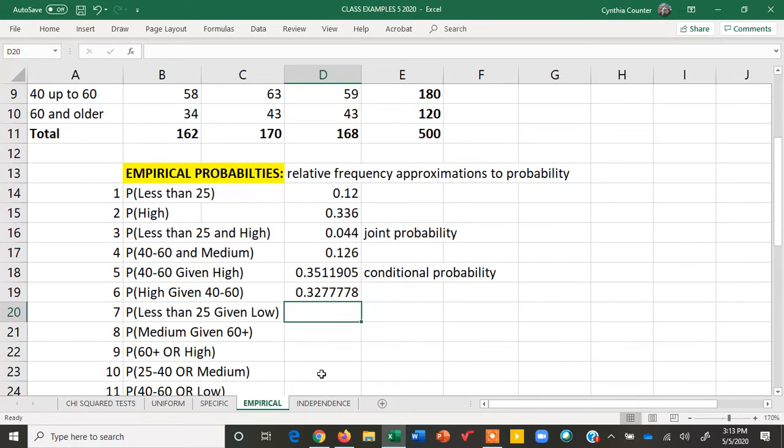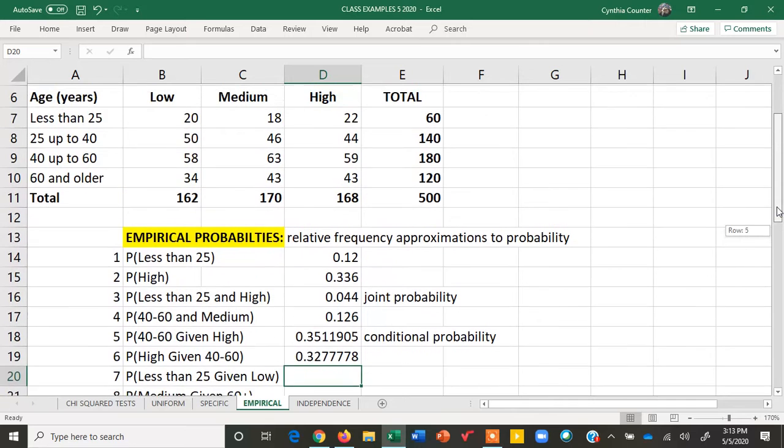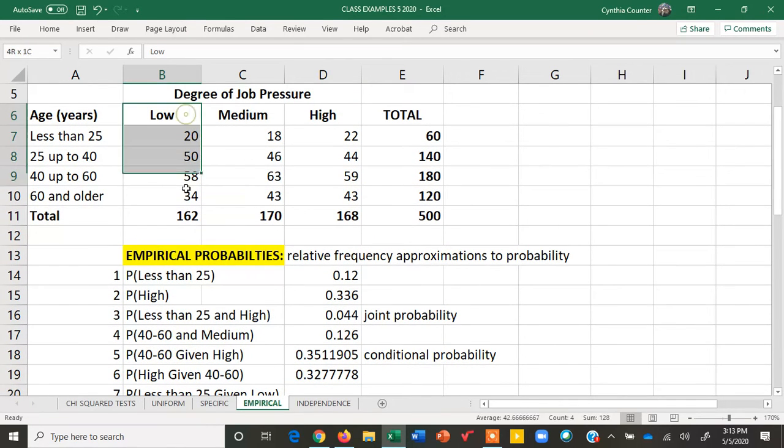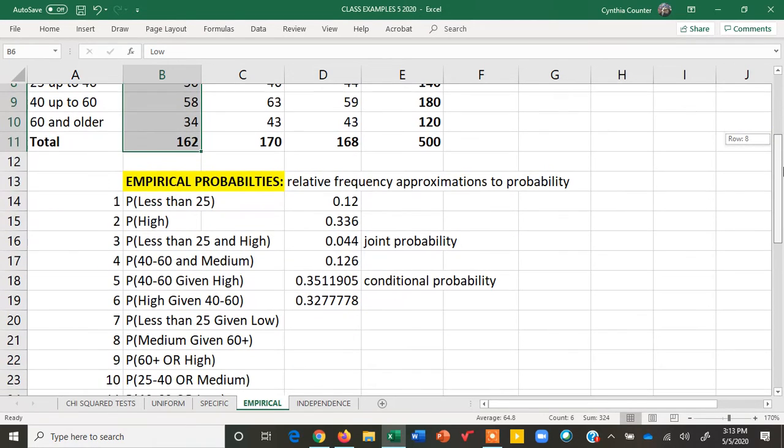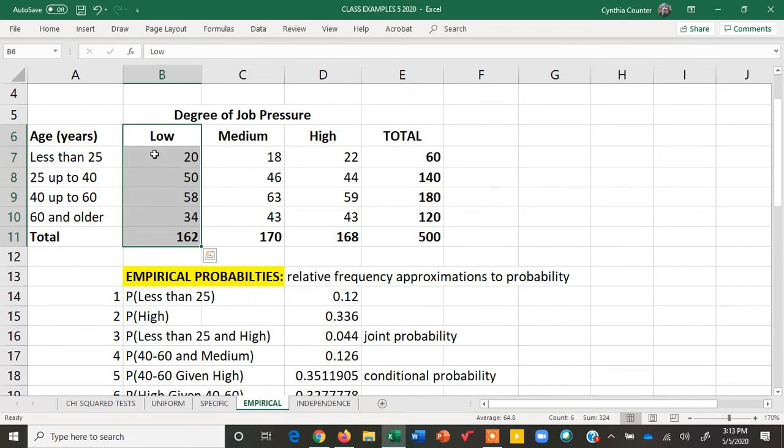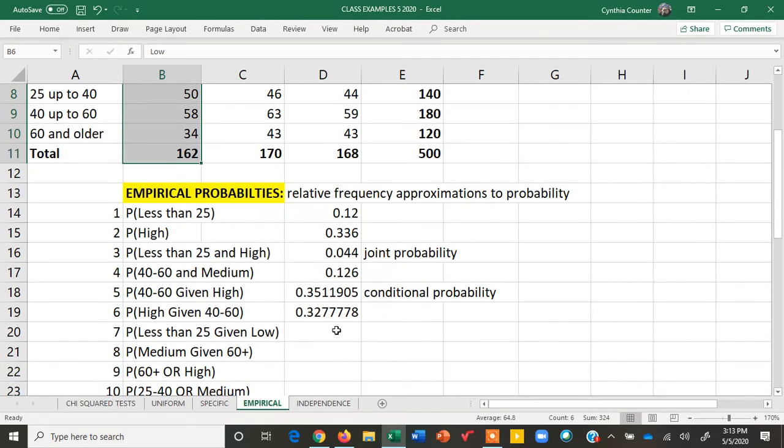Let's look at a couple more of these givens. The probability of less than 25 given low. So we are given low degree of job pressure, so the denominator will be 162, and we're interested in the age group less than 25, so that is here, 20 out of the 162 individuals.